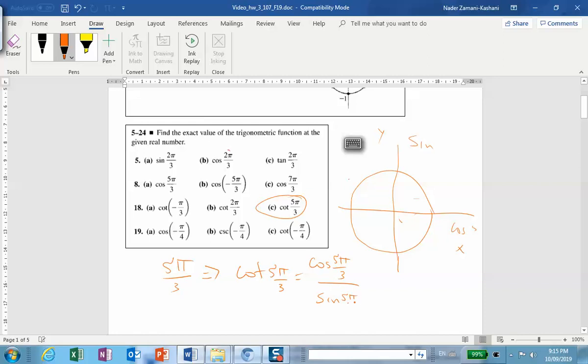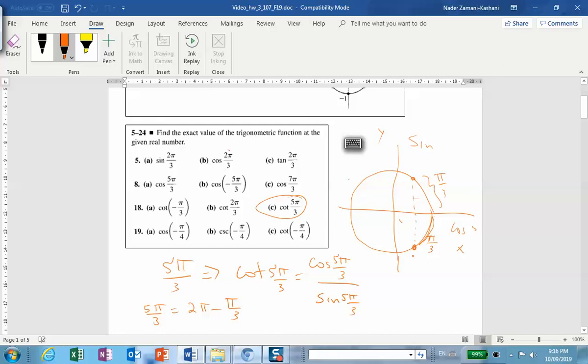So the easiest way to know each one of these is to write 5 pi over 3 as 2 pi minus pi over 3. So where is my angle? You go around 2 pi and then you back up. You end up with this location. You go around and you back up by pi over 3. So this backup distance is pi over 3, which means that if we know the stuff about pi over 3 down here, we can write our answer.